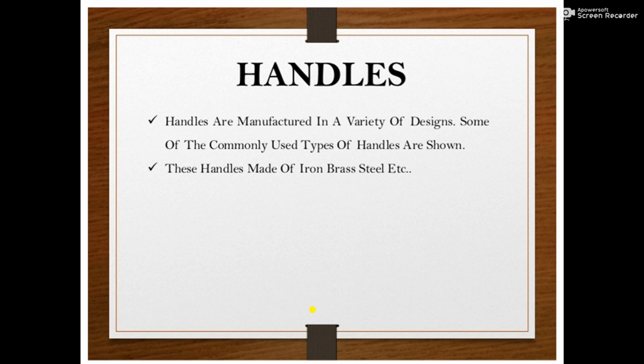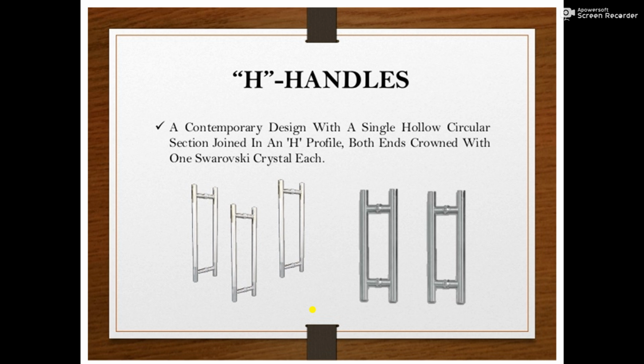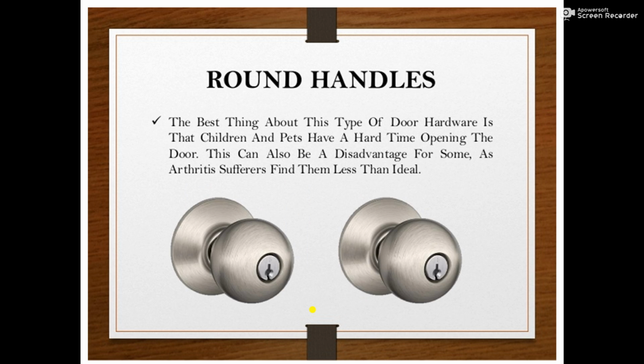Then the different types of handles are also used in the structure. The handles are manufactured in a variety of designs. Some of the commonly used types of handles are shown in the presentation. The H handles are contemporary designs with a single hollow circular section joined in an H profile. Both ends are screwed with one Swarovski crystal each. This is the second, that is the round handles.